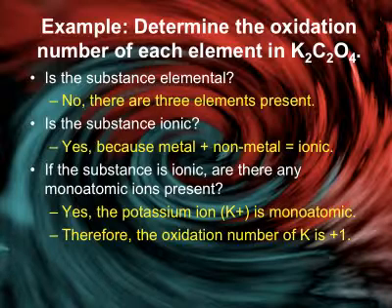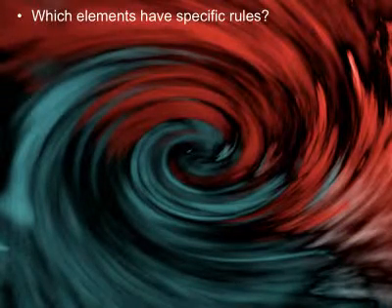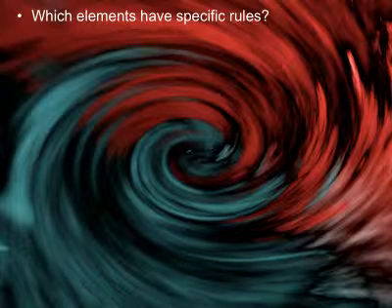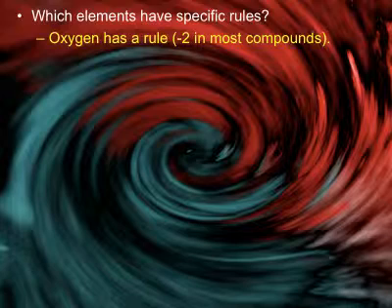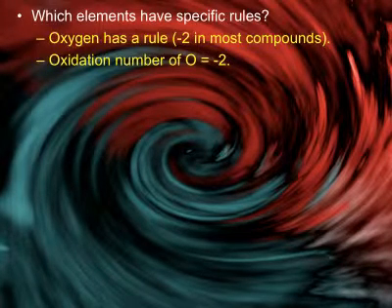Okay, so now let's keep asking ourselves some more questions. Next question. Do any of those elements have specific rules? So now we're left with carbon and oxygen. Is there a rule that talks about carbon? No. Is there a rule that talks about oxygen? Yes. What does the rule that talks about oxygen say? It's 2 minus unless it's in a peroxide. We're not in a peroxide, correct? Okay, so therefore oxygen has an oxidation number of -2.